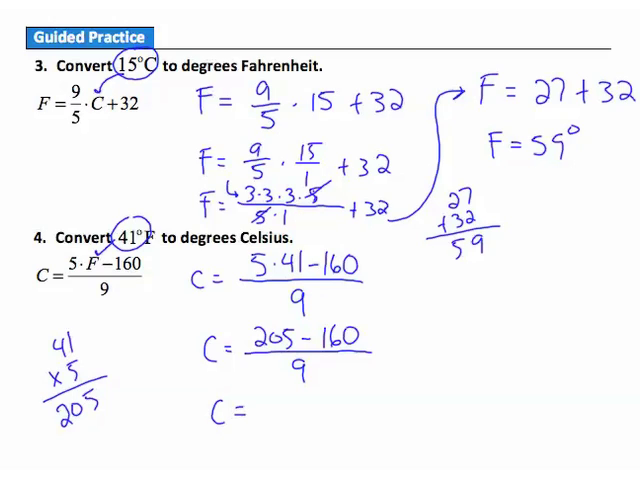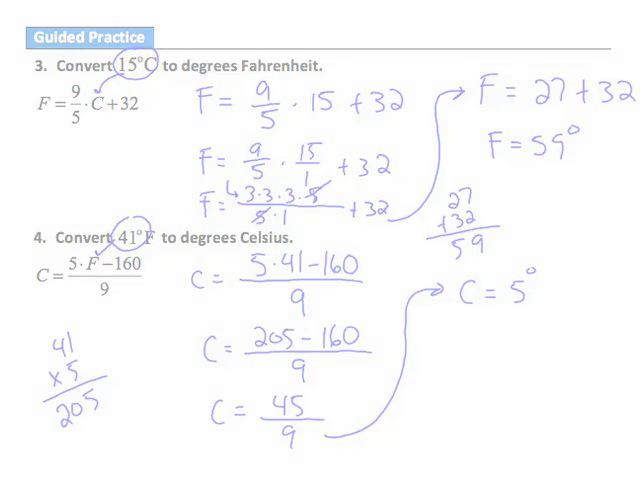205 minus 160. Well, if it was 200 minus 160, that would be 40. So 205 minus 160 is going to be 5 more than that, or 45. And then we're going to divide that by 9. 45 divided by 9 is just 5. So when we convert 41 degrees Fahrenheit to Celsius, we get 5 degrees Celsius.